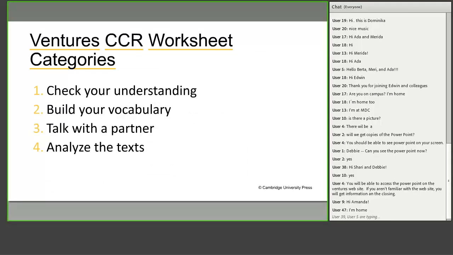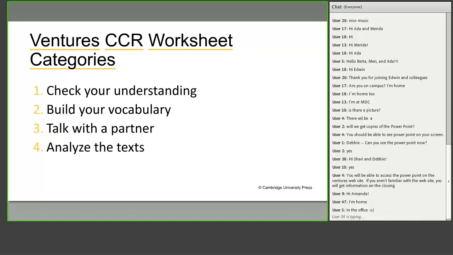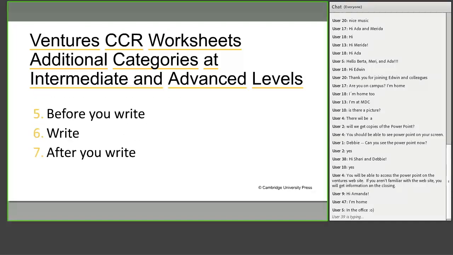All Ventures CCR worksheets have these categories: checking your understanding, text-dependent questions that require learners to use evidence from the reading to answer the question; build your vocabulary, activities to build vocabulary skills and help learners identify and use academic words; talk with a partner, oral practice in using academic language and citing evidence; and analyze the text. Additional text-dependent questions requiring learners to analyze and synthesize information from the readings in the student book and the CCR worksheets.